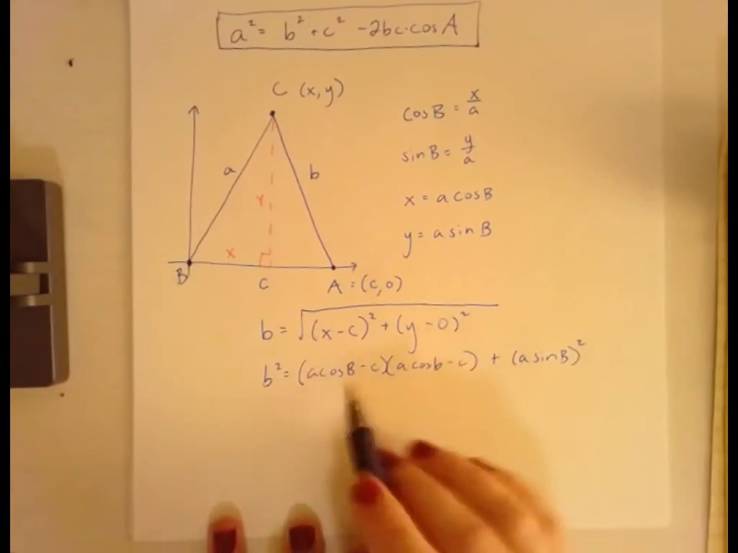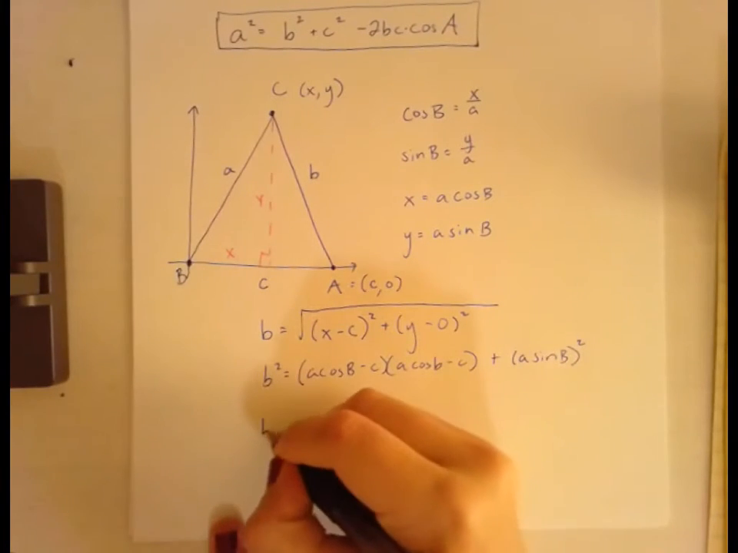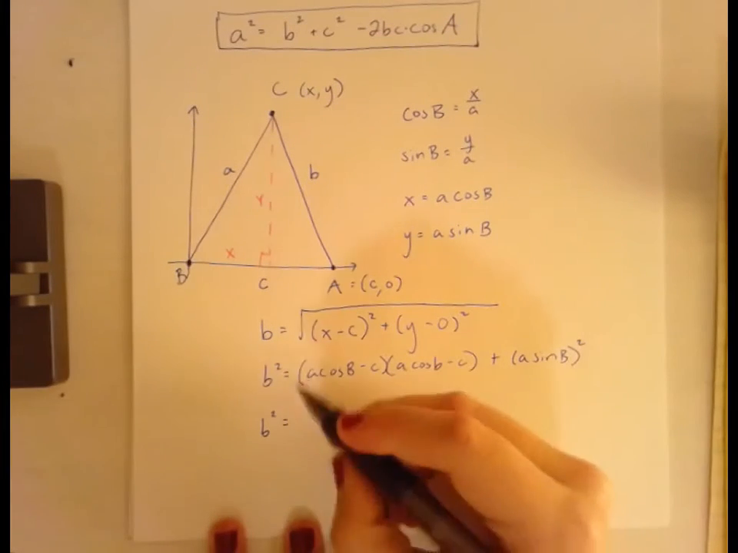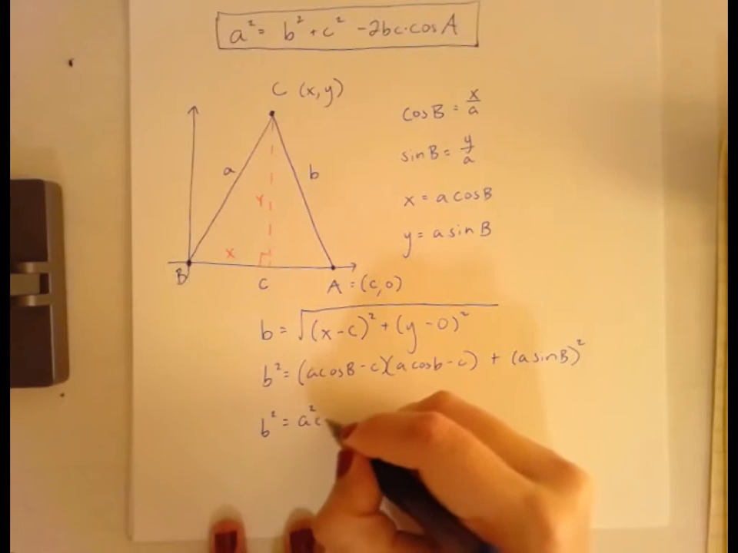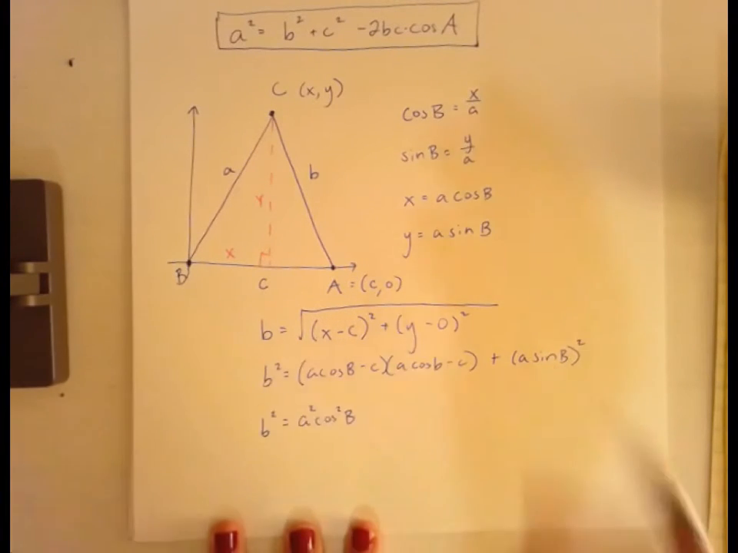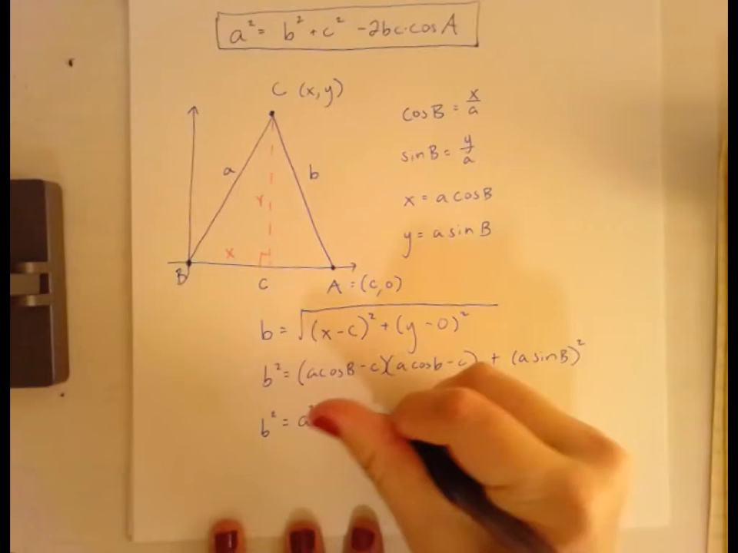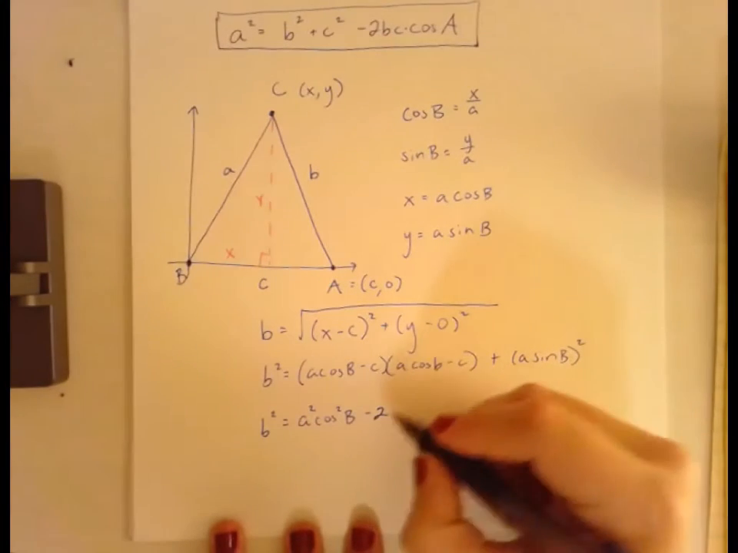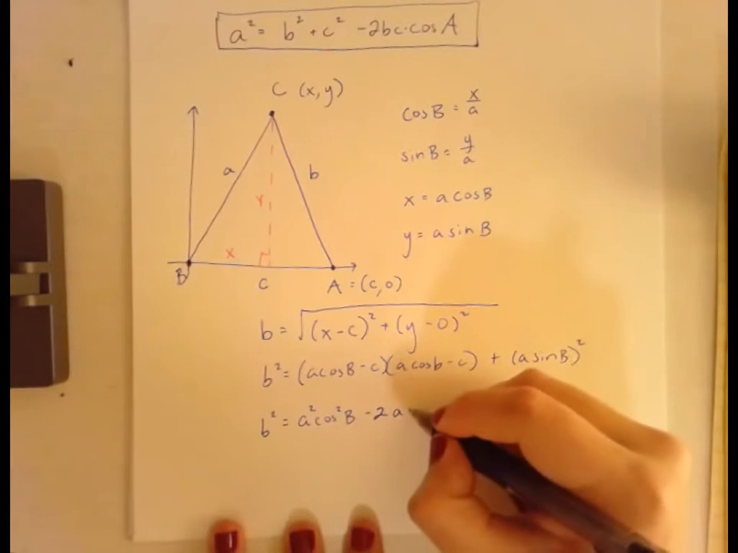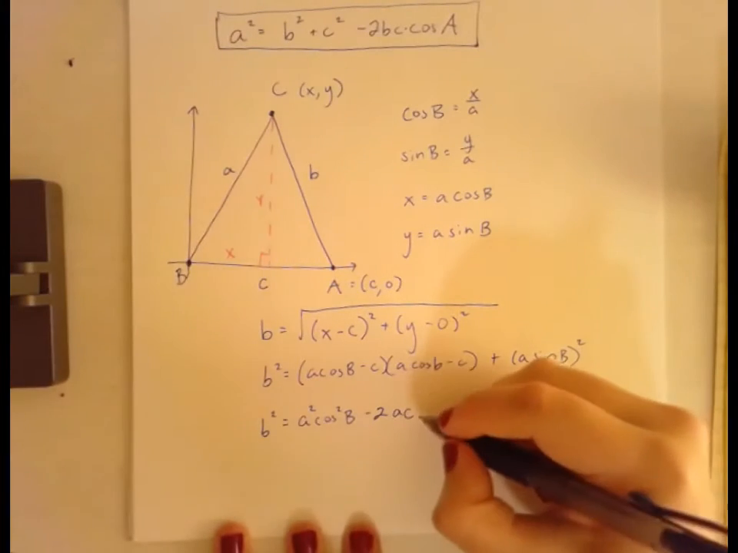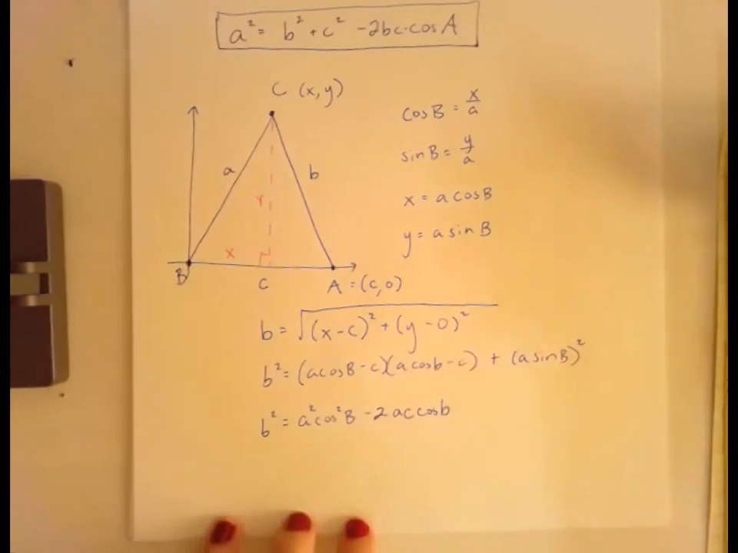I take care of this expansion here, and I get the first term, a squared cosine squared B, minus 2 of ac cosine B.